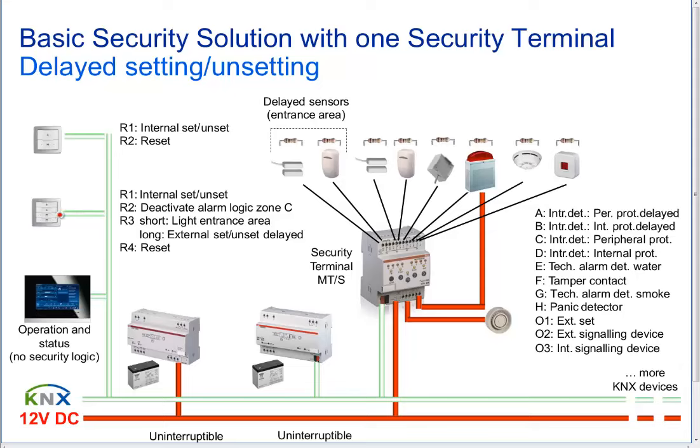With rocker number 3, we want to start our external setting. So now we can use the short and long operation. Short, for example, for switching the light on and off in the entrance area, and long, for example, longer than 5 seconds, we can send the command go external set delayed. So we have with rocker number 3 a double function. Short only light, and long we use it for external setting, unsetting. And again one rocker to make a reset after an alarm, for example.